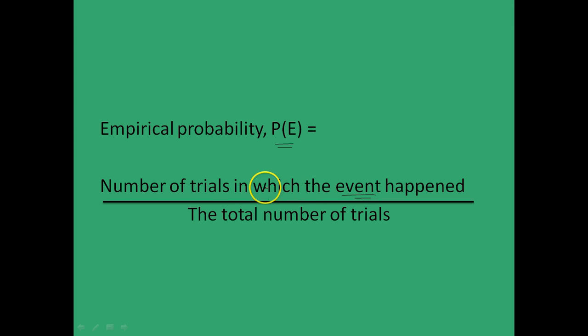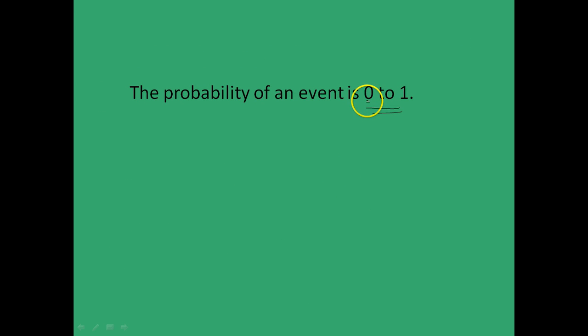Also, this cannot be less than 0, because the number of trials in which the event happened cannot be negative, and also the total number of trials cannot be negative. So therefore the probability of an event happening is greater than or equal to 0. It can be equal to 0 in the case that the event under discussion never really happened in the trials. So therefore the probability can be 0, and hence the probability of an event is from 0 to 1.